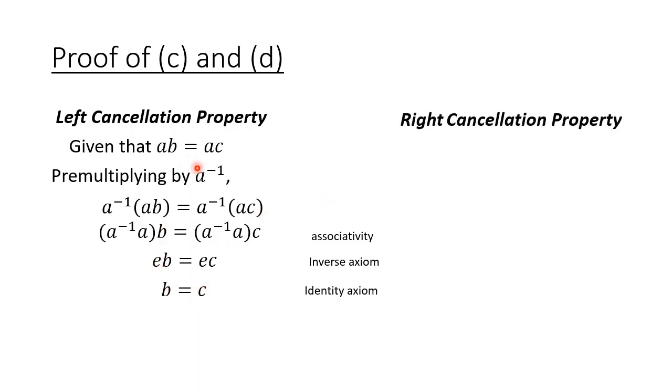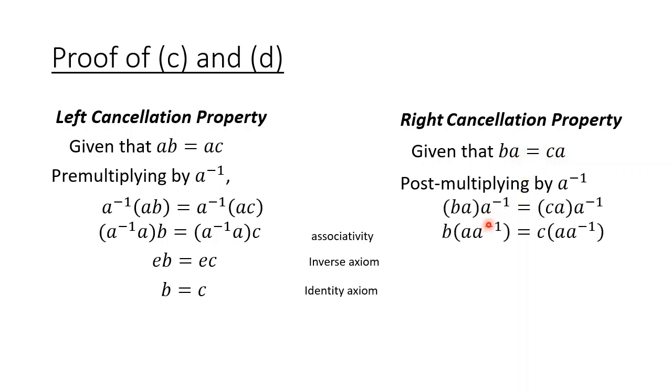Similarly, the right cancellation property can also be proved by post-multiplying by A inverse. The same three axioms of the group can be used to prove this, but here you are post-multiplying by A inverse as A occurs on the right side. Here also you are using the associative property, then the inverse property, and then the identity property. So we have proved that when BA is equal to CA, then B is equal to C. Thank you.